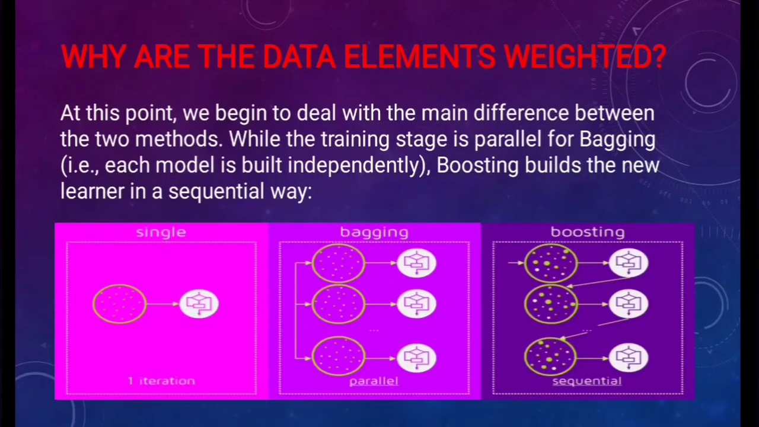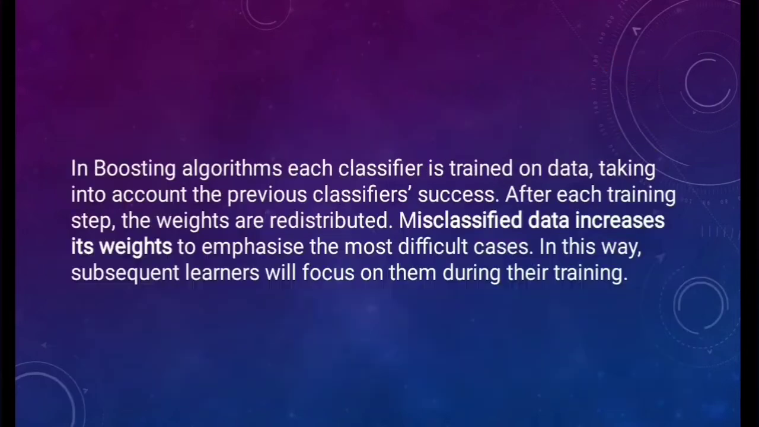At this point, we begin to deal with the main difference between the two methods. While the training stage is parallel for bagging, therefore each model is built independently, boosting builds the new learner in a sequential way. Single, bagging and boosting: in single we have iteration, in bagging we have parallel, in boosting we have sequential.